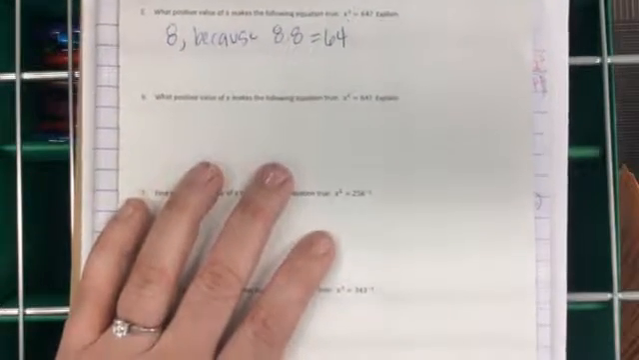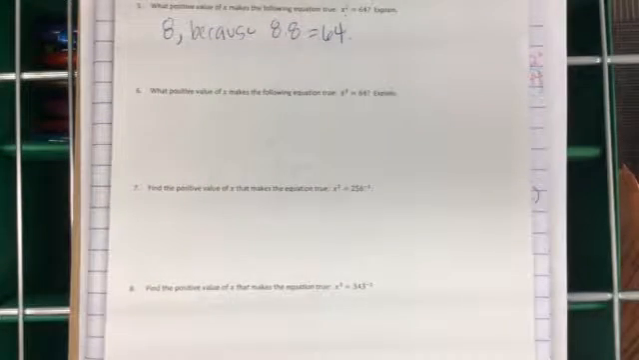What is the positive value of x that makes the following equation true? X to the third equals 64. And explain. Kalia?